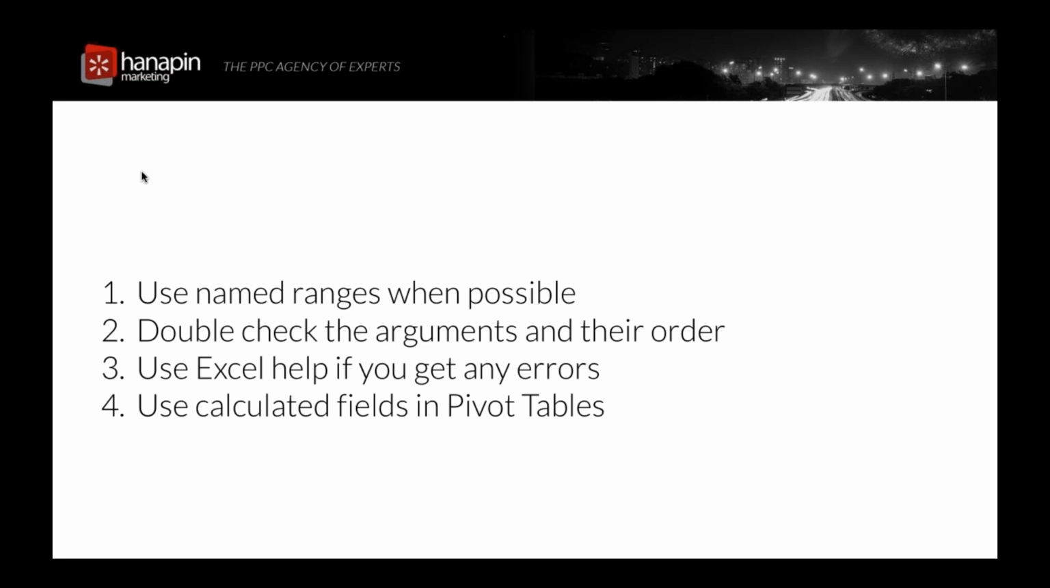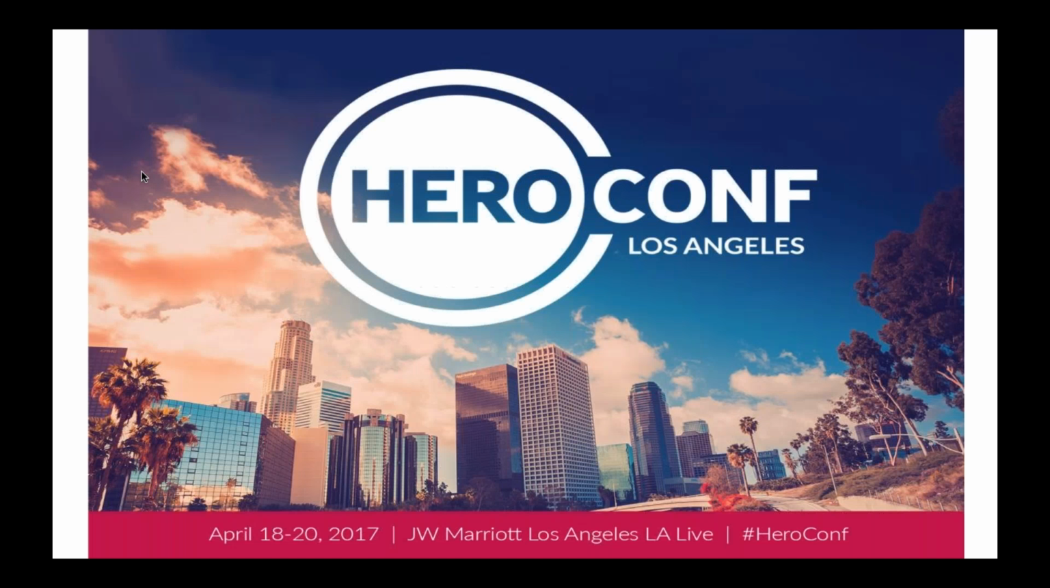Three, use Excel help. If you do get errors and you're stuck, don't know quite what to do, Excel's there to help you. If that doesn't help, you can always Google. Google's great for finding answers to pretty much anything. And then for pivot tables, again, make sure you're using those calculated fields. Your numbers will not be correct if you don't, for things like click-through rate and conversion rate. So use them, because I don't want you to have wrong data. That would make me very sad. So do it. And that wraps it up.